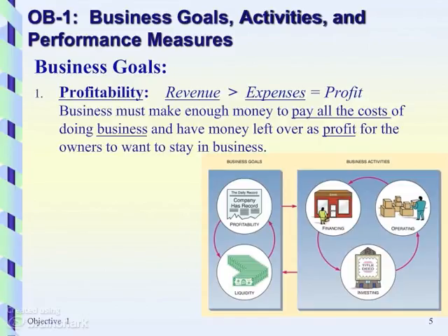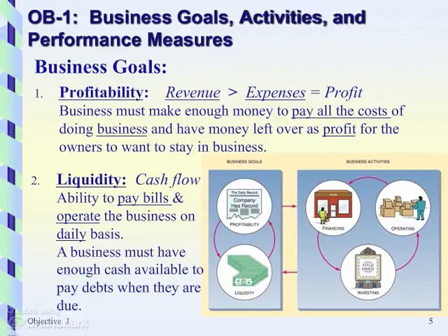The goals of a business are to achieve profitability. Profitability can simply be defined as revenues greater than expenses. That's what equals profits. Businesses essentially have to make enough money to pay all the costs of doing business and have money left over as profits for the owners to want to stay in business. Essentially, if a business is not making a profit in the long term, they will go out of business because it won't be economically beneficial to the owners for that business to stay in existence.